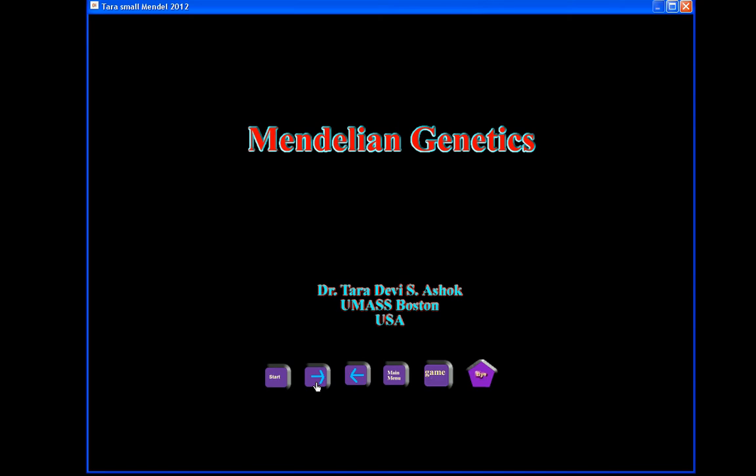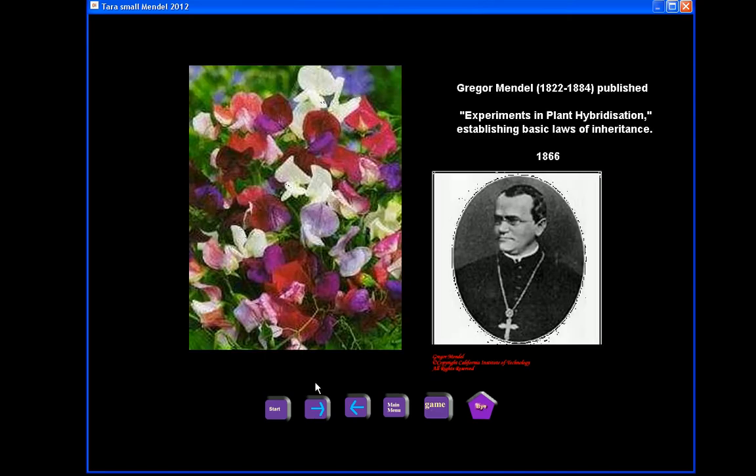Today, we're going to learn about Mendelian genetics. Gregor Mendel, in 1866, published a paper titled Experiments in Plant Hybridization, establishing the basic laws of inheritance. He used the pea plant to do his experiments.